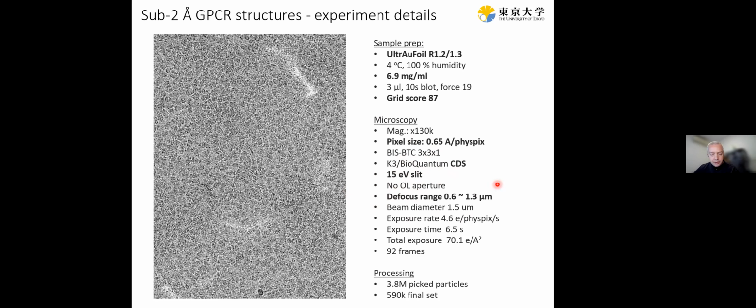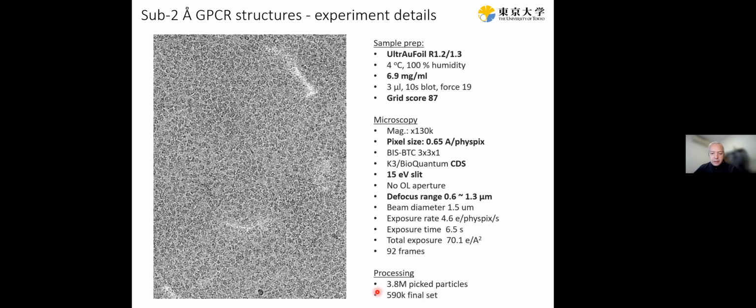Now aperture, defocus range, you see here 0.6, 1.3. Typical defocus range for me is 0.5 to 1.5 basically, but this is the actual range that was measured after fitting the CTFs. And other than this, it was one image in the center of each hole. And you see here 92 frames, quite a few frames, and 70 electrons per square angstrom. So typically I'm aiming at 0.8 electrons per square angstrom per frame. That's kind of a rough target.